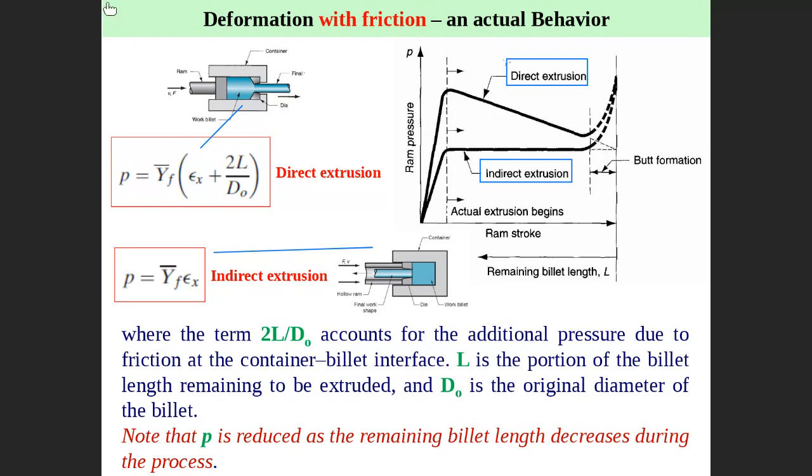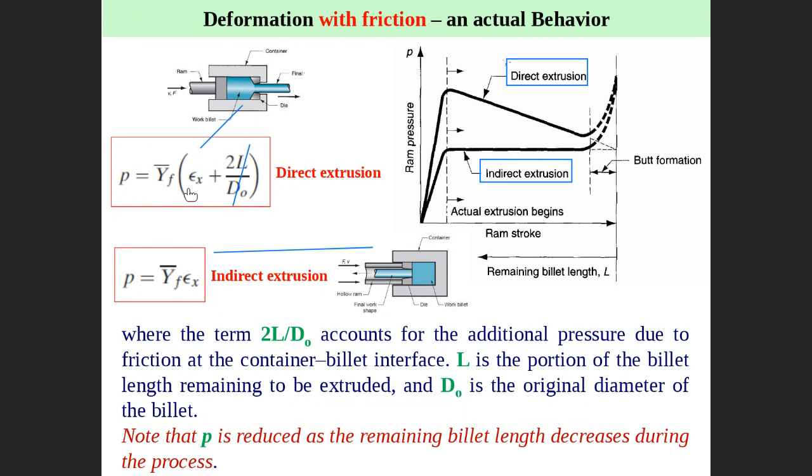Theoretically, if L equals 0, it will never equal 0, because the dead zone will still remain here. But anyway, theoretically, if L equals 0, then this term will be 0. This means it will be exactly equal to Y bar flow epsilon x, which means you reach the same value as the indirect extrusion.